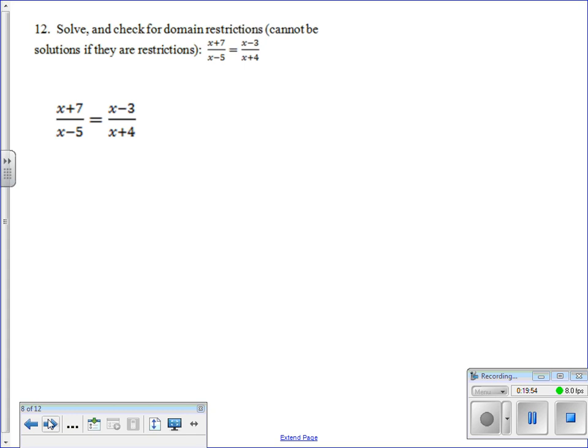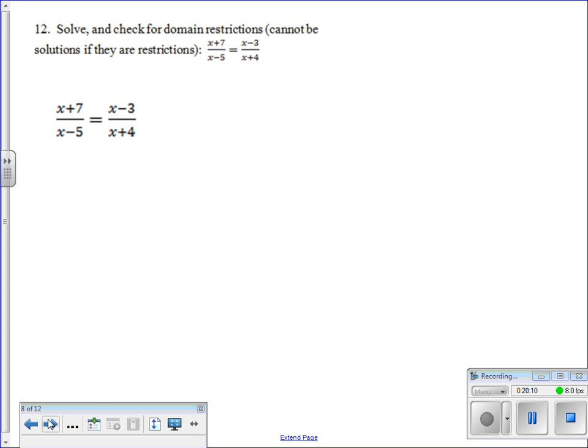Okay, solve and check for domain restrictions. Cannot be solutions if there are any restrictions. In other words, look for extraneous solutions. Now, I took the problem, that's how it is printed on your paper. I wrote it down here, made it a little bit bigger to make it a little easier to work with.